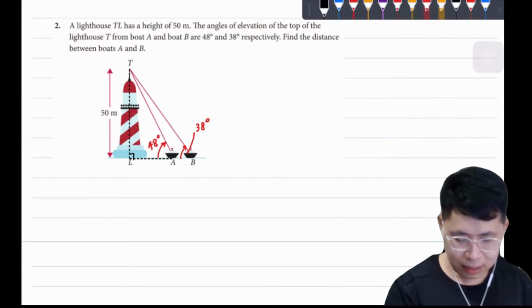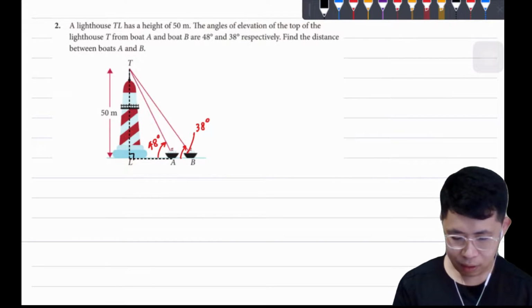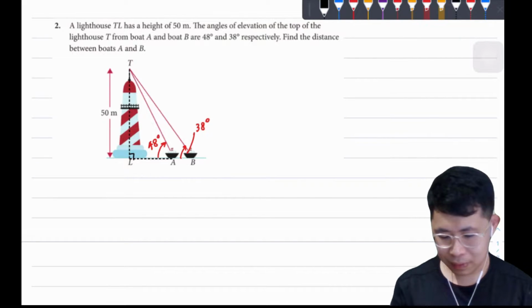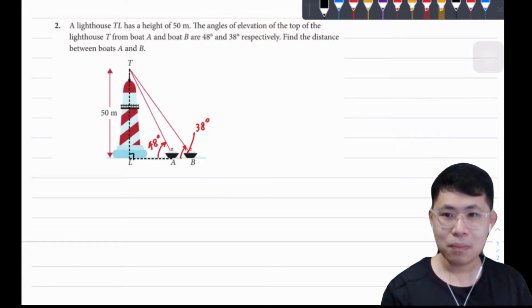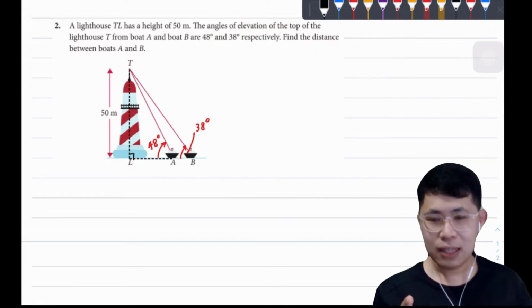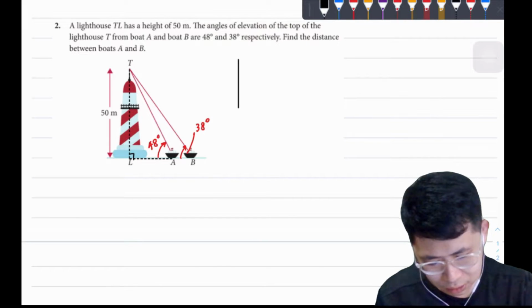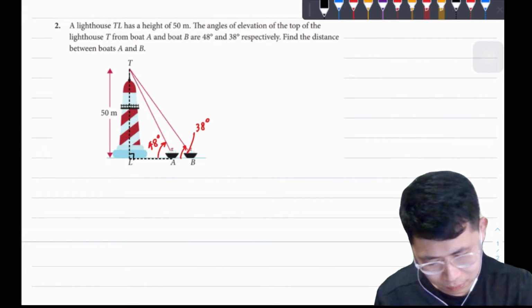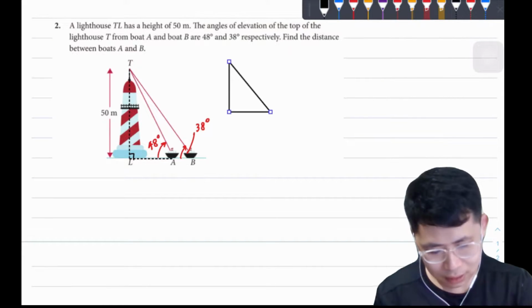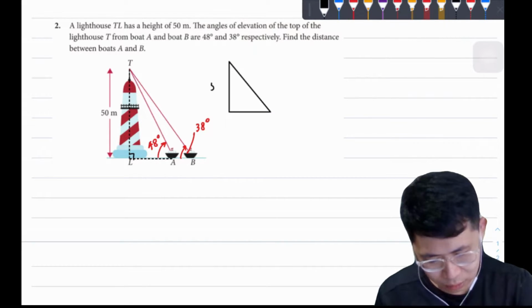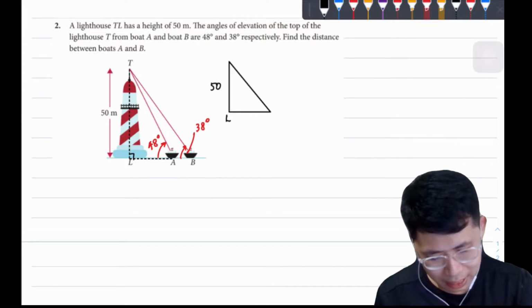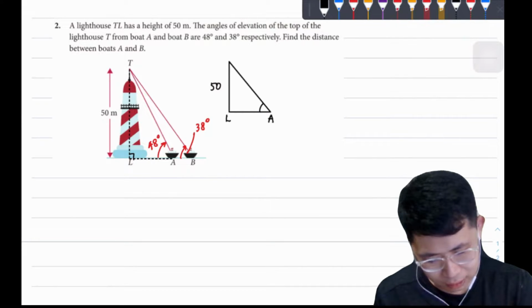So let us try to look for AB then. The first thing to take note of is that we can extract two separate triangles from this question. Let me draw out two nice right angled triangles. The first one: this is going to be 50, this is going to be LA, and this angle is going to be 48 degrees.